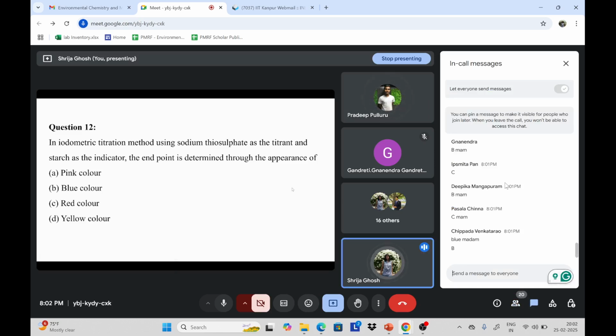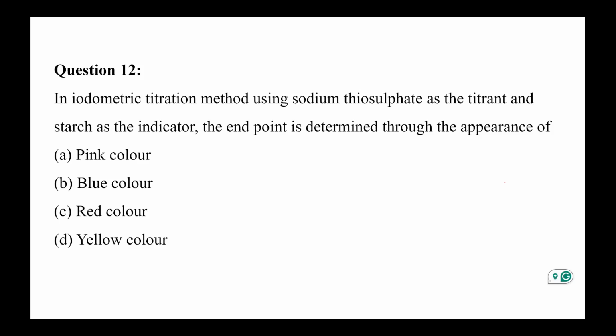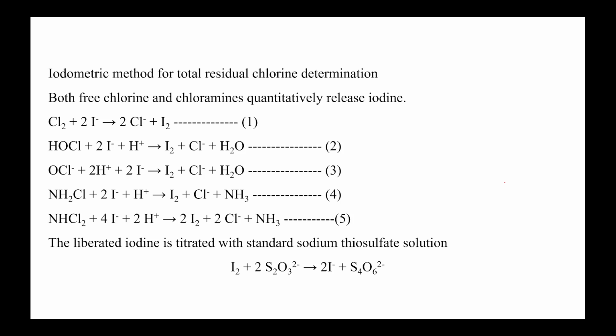So the correct answer to this question is blue, option B. Yes, option B. That is the correct answer. So all of you have answered option B. You are right. So basically, what happens in an iodometric titration?